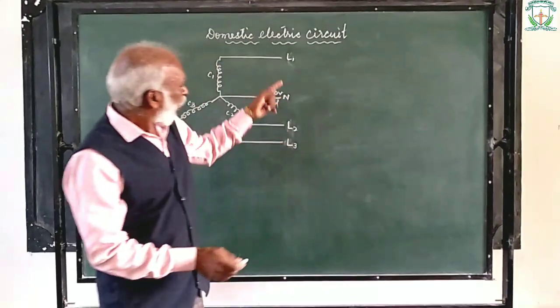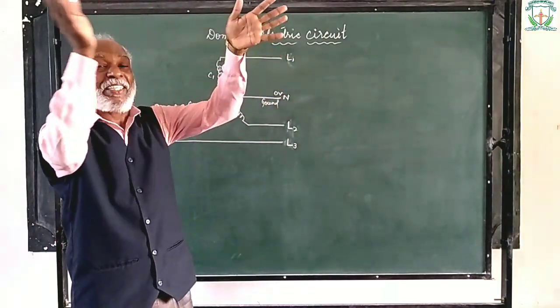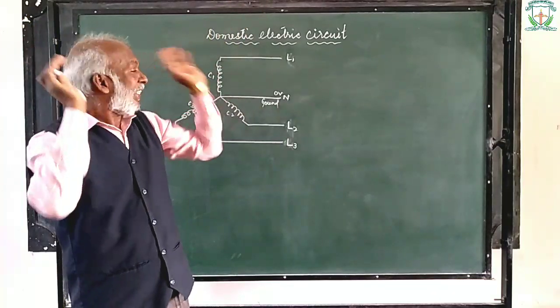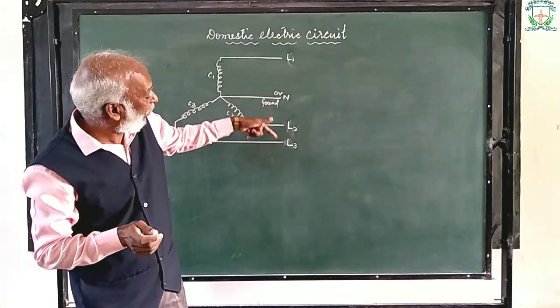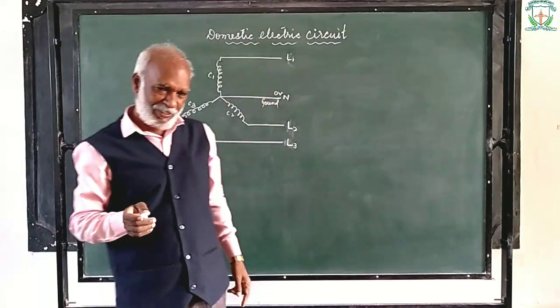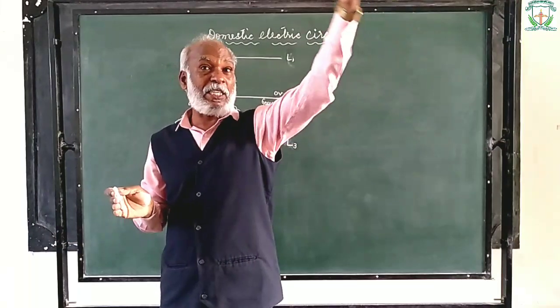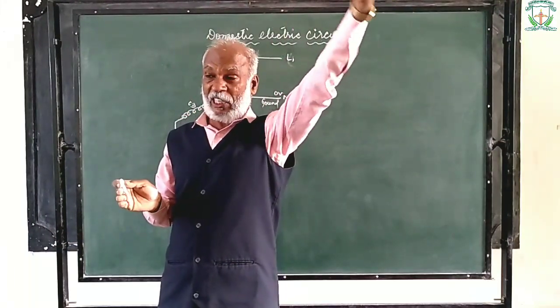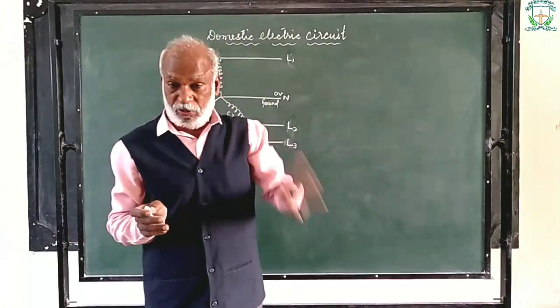you see 4 wires. In the residential layouts, you can see the transmission line. You see 1, 2, 3, 4 wires. But whereas in the transmission line from generating station to receiving station, you see 3 wires.